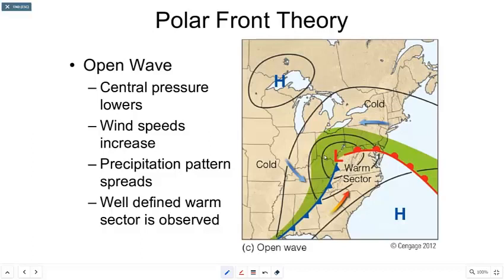The isobars, we have more of them now closed. They are also closer together, and so the pressure gradient is increasing, which is indicative of higher wind speeds. A precipitation pattern has developed, so we do have enough water vapor to create precipitation on the north side of the warm front and along and just behind the cold front. And we also have a well-defined warm sector located in between the warm front and the cold front. So this is the open wave.